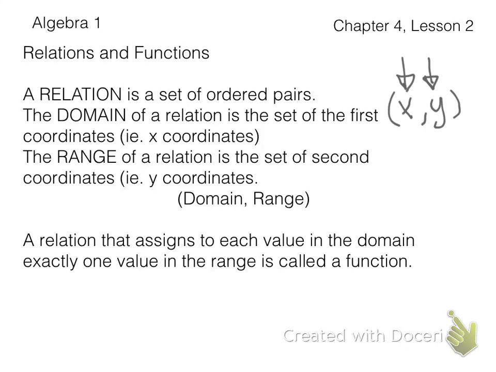And so a relation would be a bunch of these ordered pairs where we'd split them, looking at just the x's from the ordered pairs and then just the y's from the ordered pairs. A relationship that assigns each value in the domain exactly one value in the range is called a function. So there are other ways of looking at this.